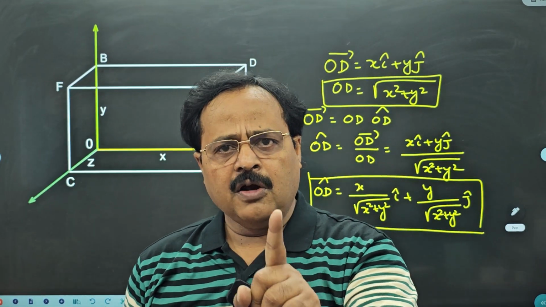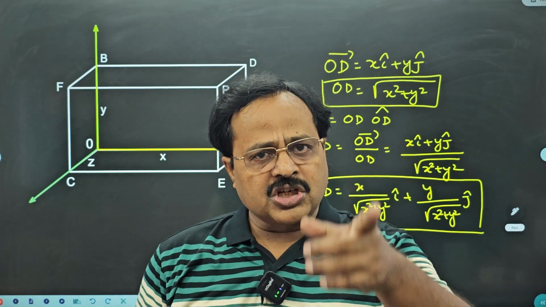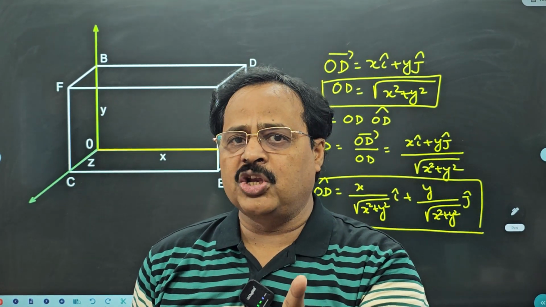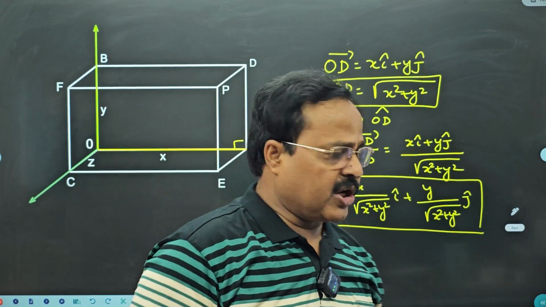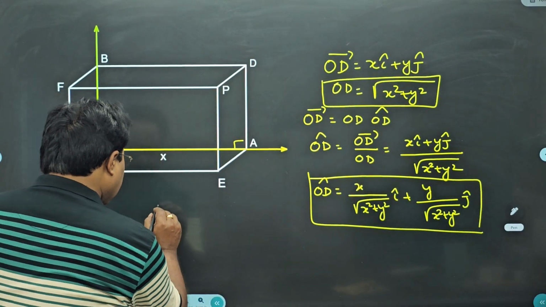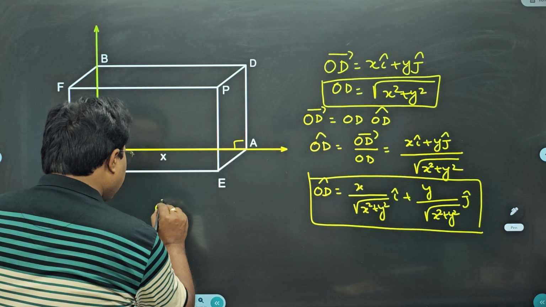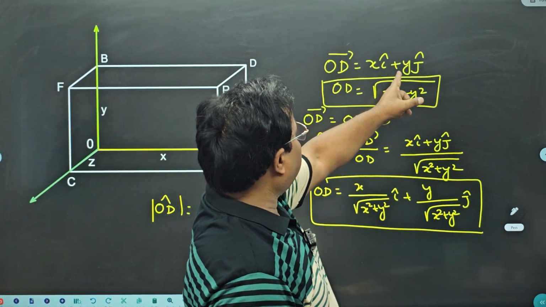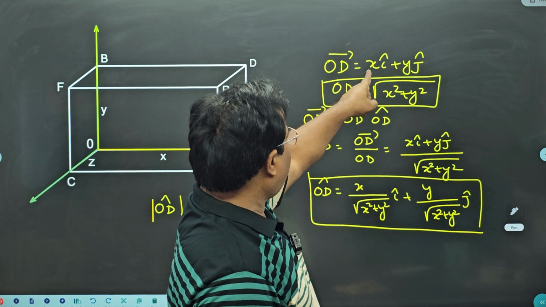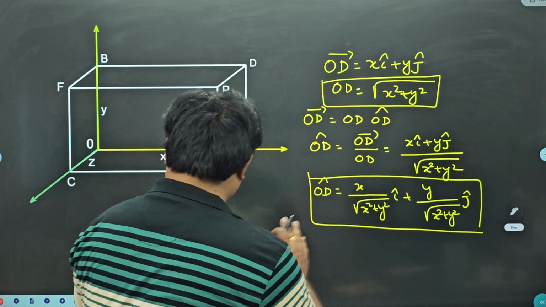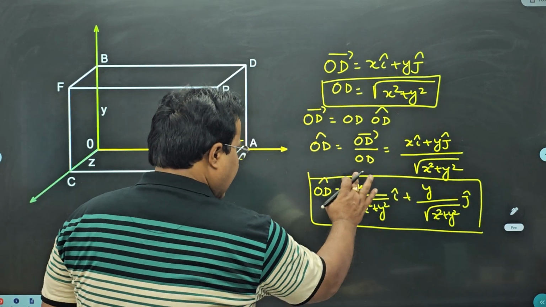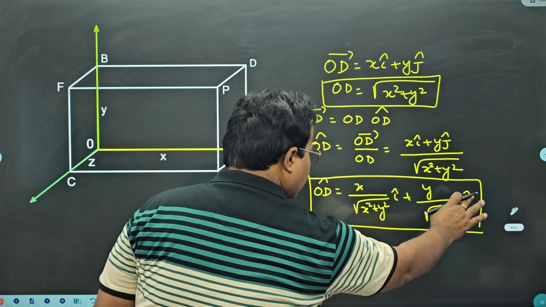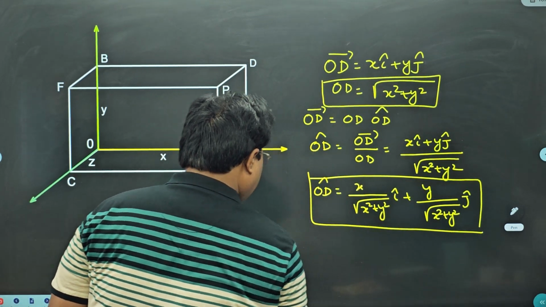Now you tell me why it is called a unit vector. It is called a unit vector because its magnitude is 1. Let us check whether its magnitude is 1 or not. What is the magnitude of unit vector OD? What we have learned: if a vector is x i cap plus y j cap, its magnitude is under root x square plus y square. Similarly, if a vector is x by under root x square plus y square i cap plus y by under root x square plus y square j cap, what is the magnitude of this vector?